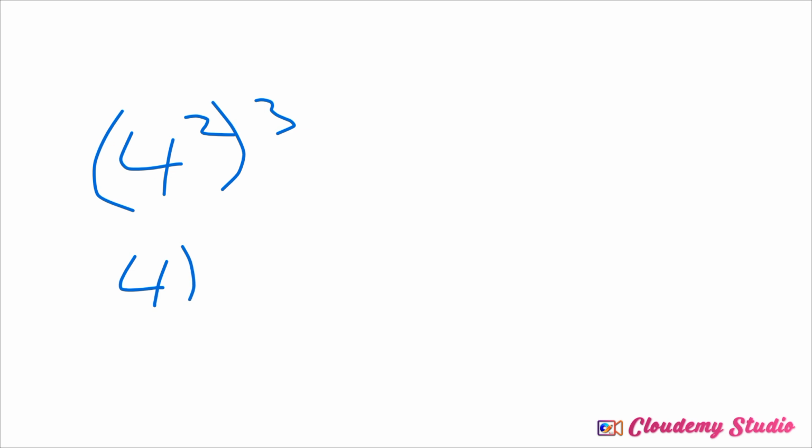Okay, let's take another one. 4 to the exponent of 2, close bracket, to the power of 3 is going to be 4 to the 2 times 3, which will end up with 4 to the 6. 2 times 3 is 6. So yes, guys, I hope you see it.